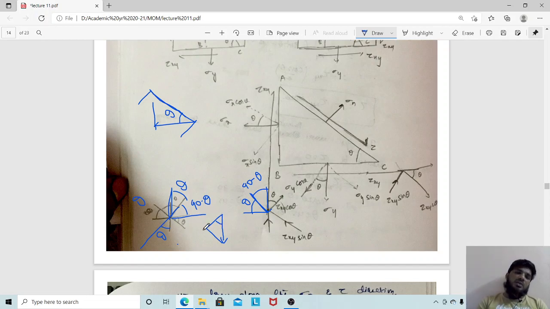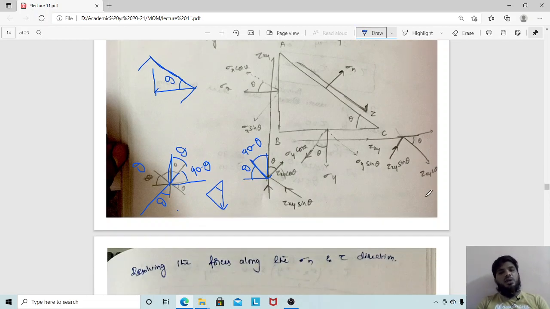So this is a parallel line. So this is sigma x cos theta. This is sigma y sin theta. Sigma x cos theta, sigma y sin theta. We have resolved. Similarly, we have already obtained theta here, which is the same as theta here. So if this is theta, this is tau xy cos theta, and perpendicular to it is tau xy sin theta. Okay. Now we have resolved all the forces.